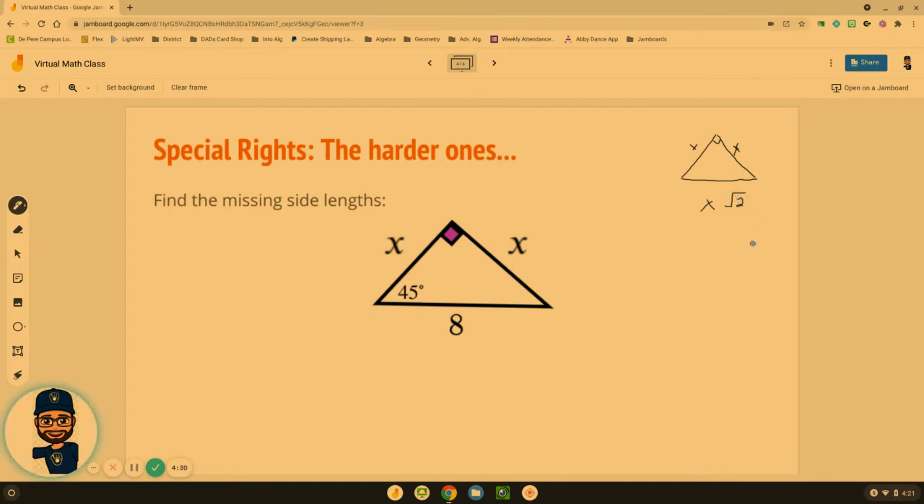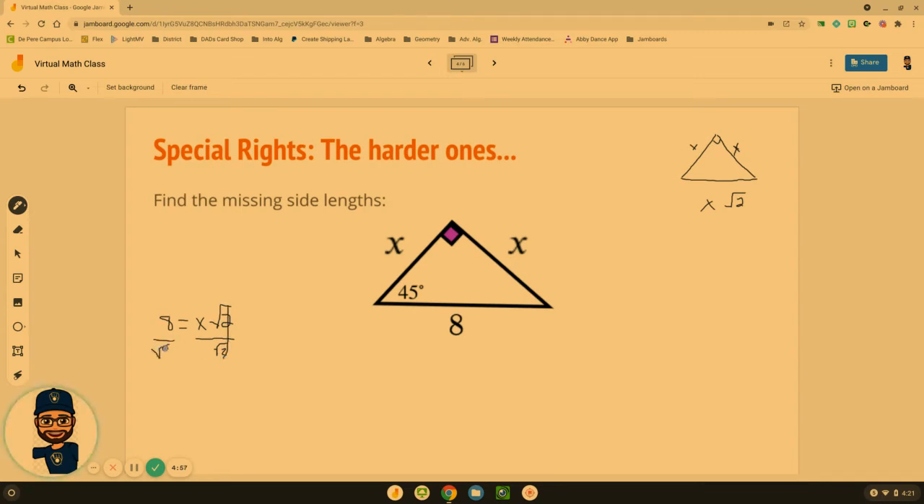And in this picture, that means 8 equals that side. So we can set up an algebraic problem where 8 equals x times the square root of 2, and then go ahead and solve for x. Square root of 2 is just a number, 1.4 roughly. And so we're going to divide by the square root of 2 so that we can get x by itself. If I do that to one side, I've got to do it to the other.